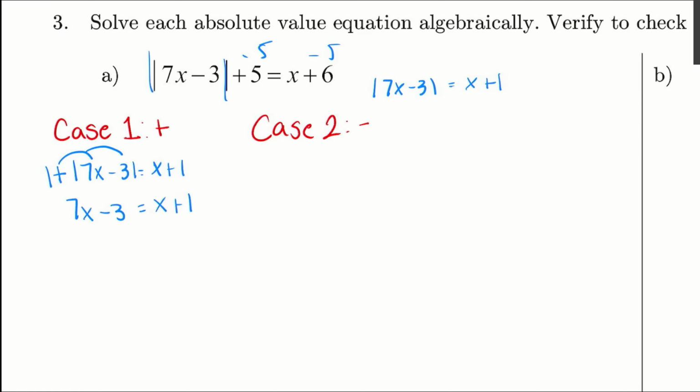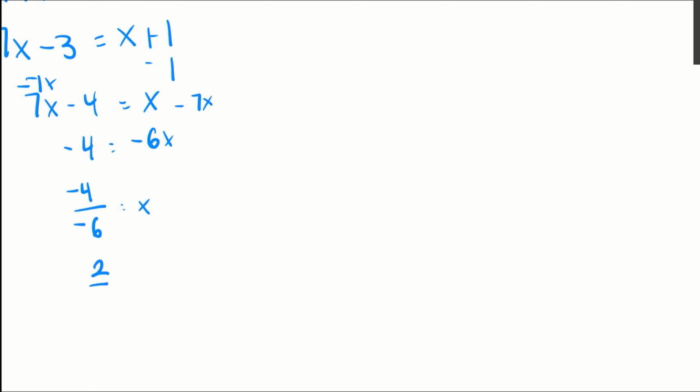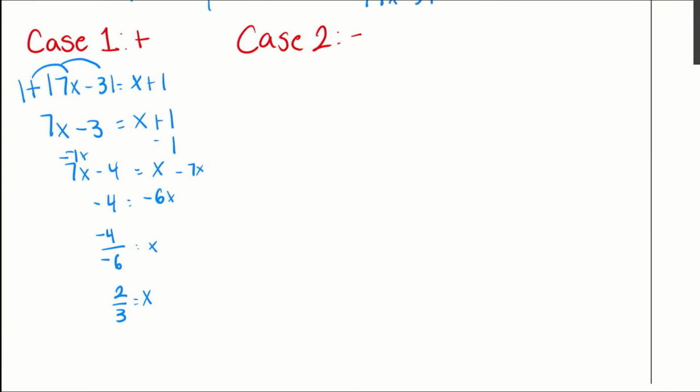Now it's a matter of actually solving for x. So the way we do this is we can subtract 1 from both sides, and you get 7x minus 4 is equal to x, and then you get negative 4 equals negative 6x, because you subtract 7x here. And now you get negative 6x is equal to negative 4. Divide both sides by negative 6, and you're going to get negative 4 over negative 6 is equal to x, which simplifies down to 2 over 3. So 2 over 3 is our first solution. Now let's do case 2.